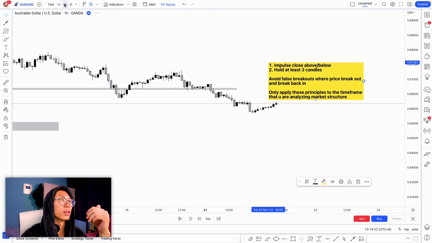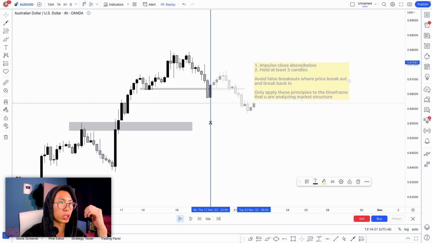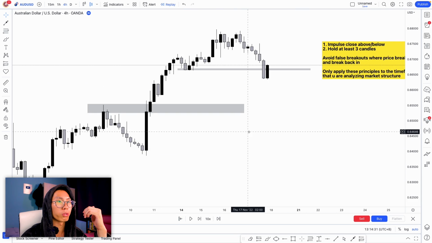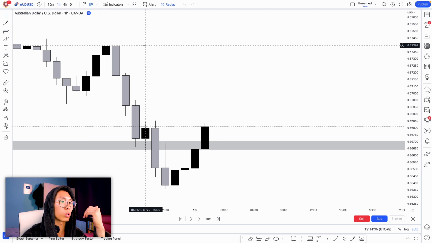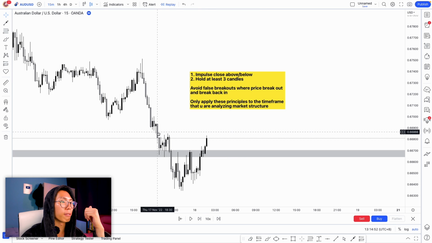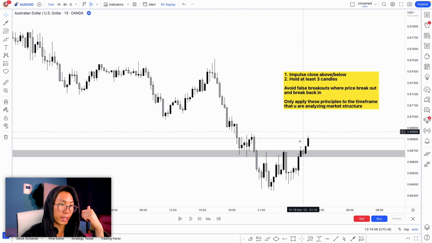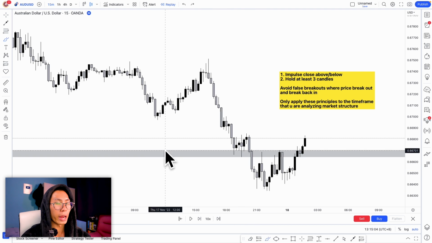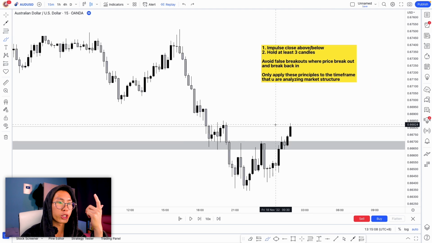So here's what I mean. I can see on the 4-hour structure, price did this, a false break of structure, right? So let me just go back in time. Look at that false break of structure. And then right now, we go to the 1-hour time frame. Let's say we went down to the 1 hour or maybe the 15-minute time frame. After we went down to the 15-minute time frame, we see, did price fulfill these two criteria? Yes, there was an impulse close below the low. This area right here, there was an impulse close. Nice, it fulfilled the first criteria. And did it hold at least 3 candles?